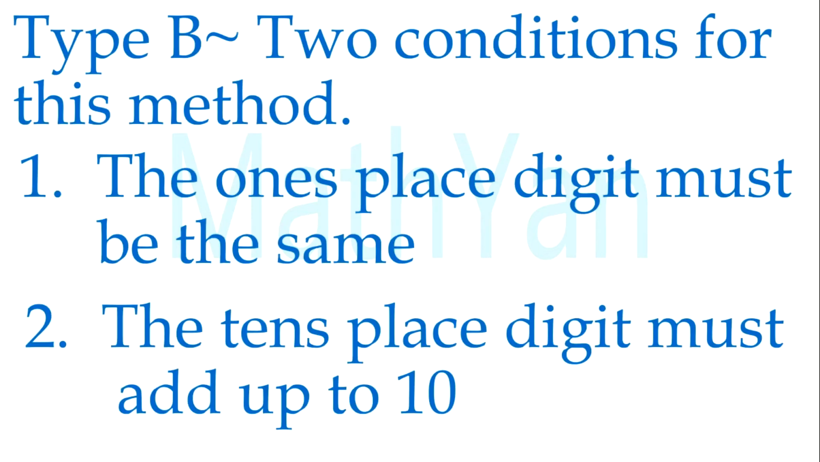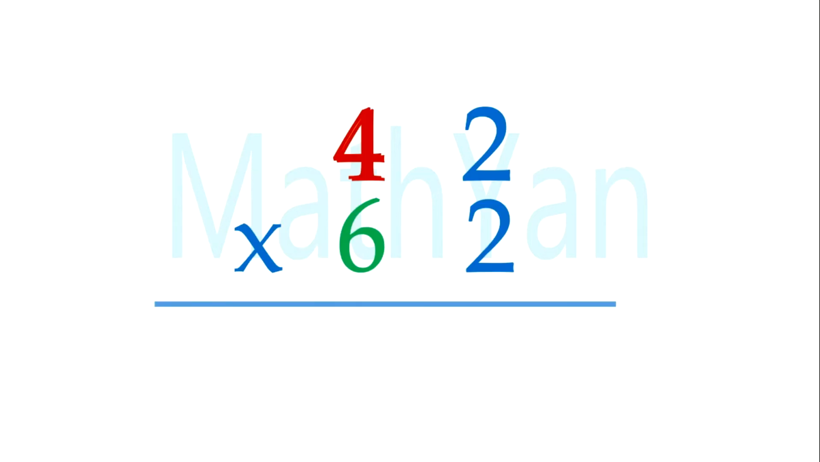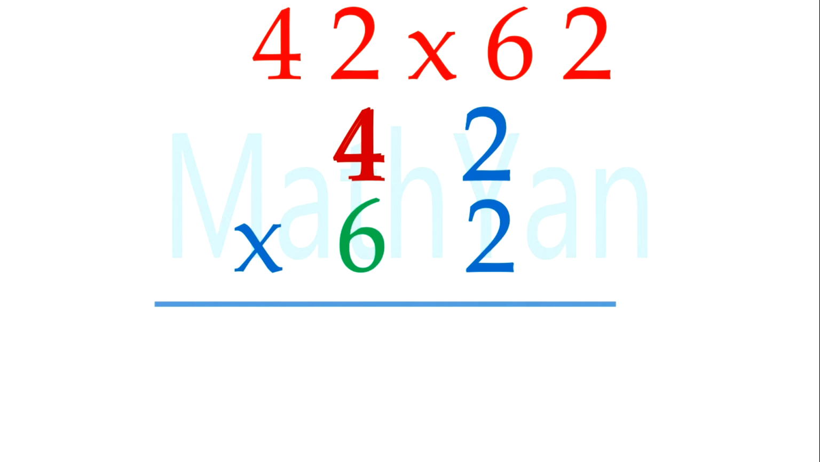Okay, this is another type. Let's create type B. The condition is exactly the opposite. The ones place digit must be the same. The tens place digit must add up to 10. Okay, let's see. Question number 1. 42 multiplied by 62. Now is 2 equal to 2? 4 plus 6 is equal to 10. So now 2 times 2 is equal to 4.